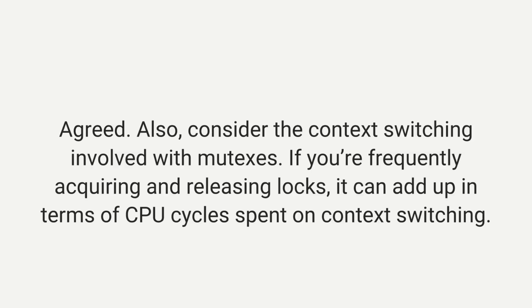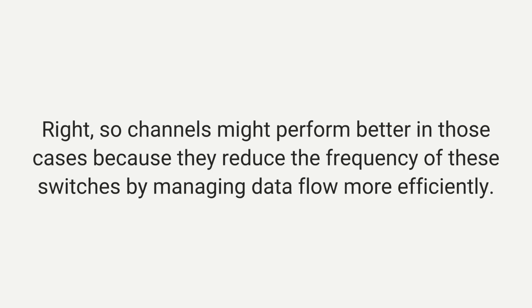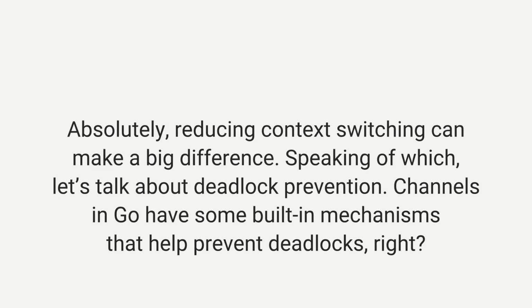Agreed. Also, consider the context switching involved with mutexes. If you're frequently acquiring and releasing locks, it can add up in terms of CPU cycles spent on context switching. Right. So channels might perform better in those cases because they reduce the frequency of these switches by managing data flow more efficiently. Absolutely, reducing context switching can make a big difference. Speaking of which, let's talk about deadlock prevention.